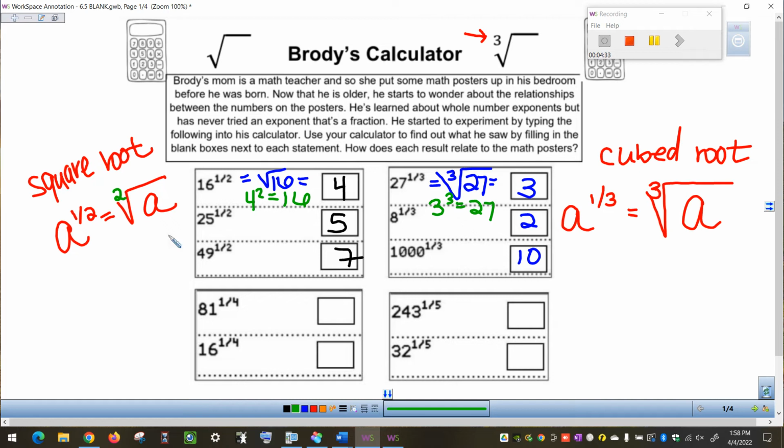So if you don't see a number here at all, if it just looks like that, we're assuming that it's a 2 that's there.